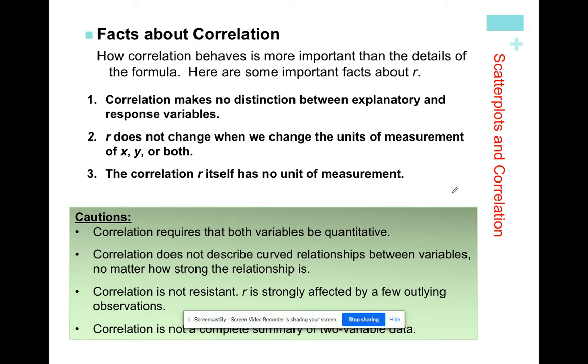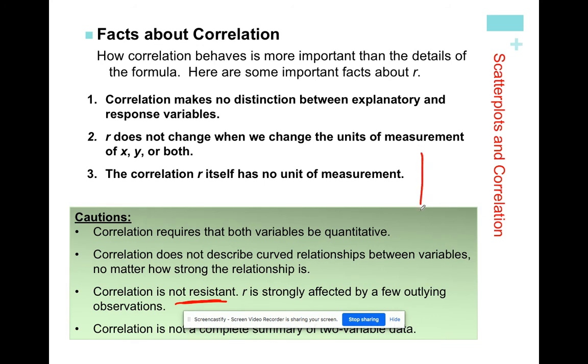It is a requirement that both variables are quantitative. We need an x and a y variable. It is not appropriate to use correlation with curved relationships. Like I said, we use linear relationships only. And then correlation is non-resistant. So when we're talking about outliers, they can really impact the value for correlation. So because of that, it's not a complete summary of two variable data.